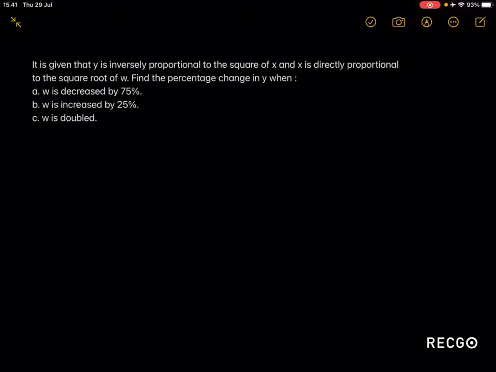I have another proportion example for you guys. So it is given that y is inversely proportional to the square of x and x is directly proportional to the square root of w. Find the percentage change in y when w is decreased by 75%, w is increased by 25%, and when w is doubled.